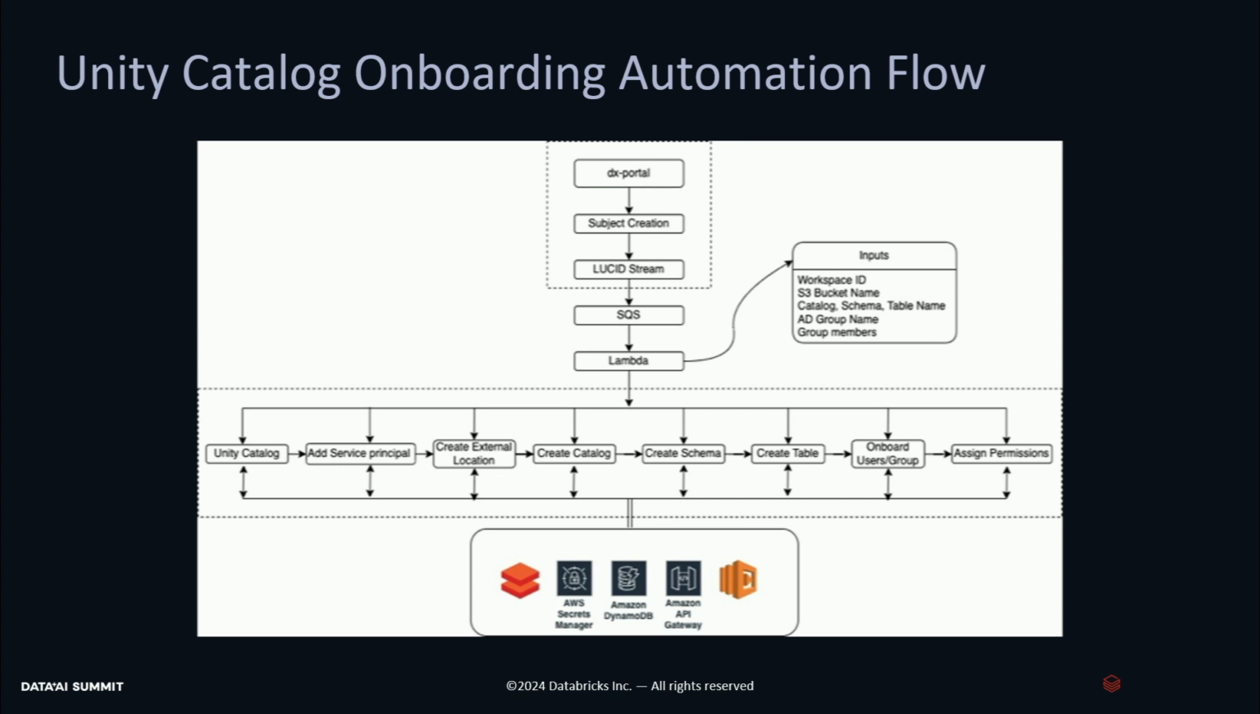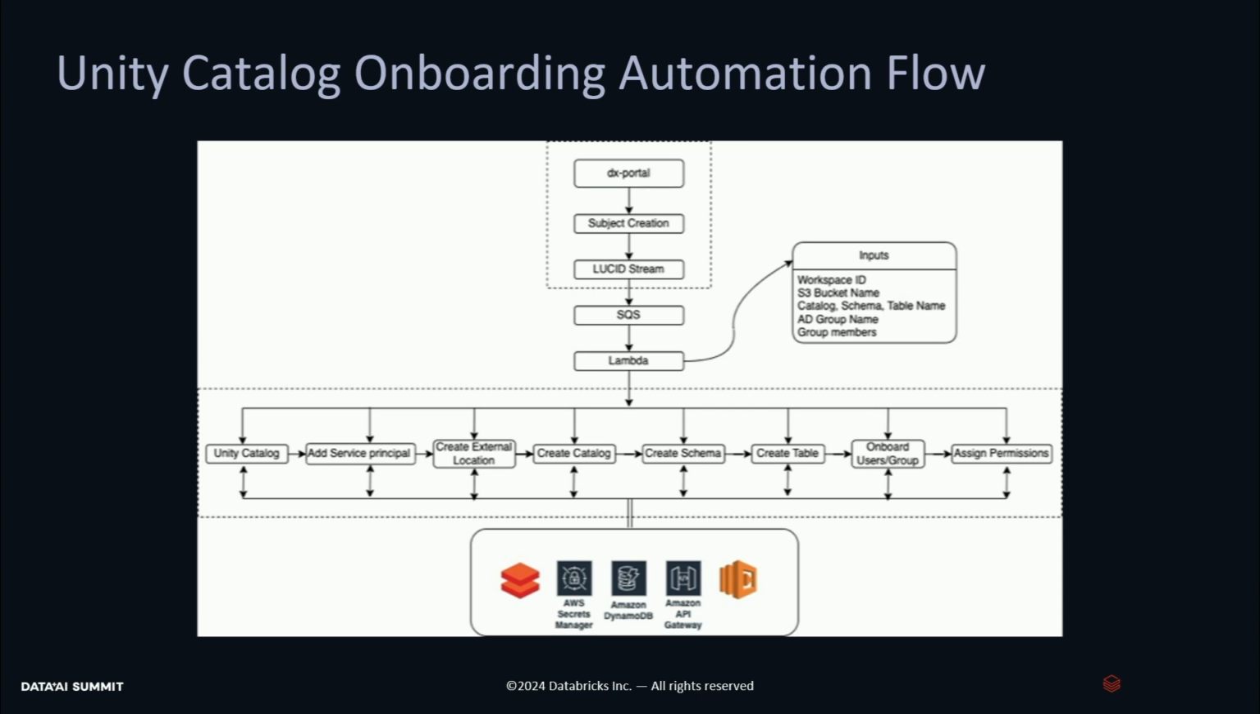And likewise, once that is done, it is going to create a service principal which would have all the admin rights in order to perform the further Unity Catalog object creation functionalities. Once that service principal is created, it is going to check, on the basis of the name given by the user, whether that catalog exists or not. If the catalog does not exist, then it would trigger another API call where it is going to fetch details related to the dedicated S3 bucket needed for that particular catalog.